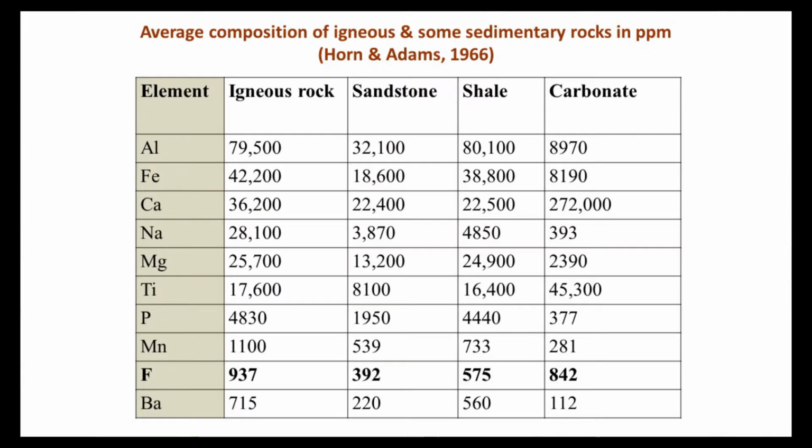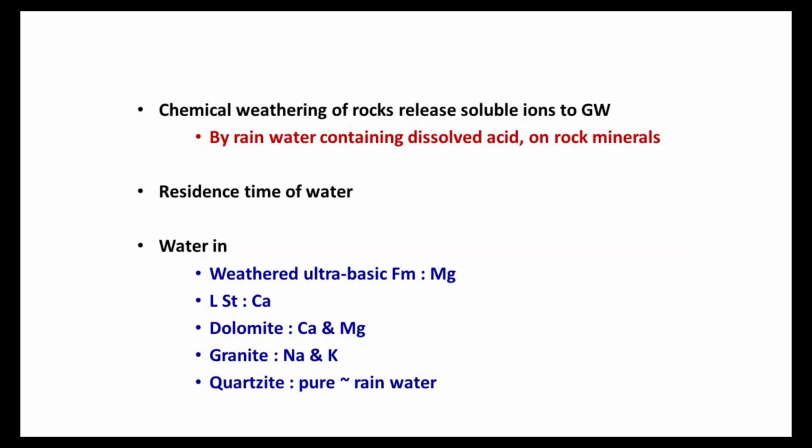decreasing order. Now this table indicates the average composition of some igneous and some sedimentary rocks, which mainly constitute the earth's crust. Now the chemical weathering of these rocks, that is the igneous rocks, the sedimentary rocks or the metamorphic rocks, by the rainwater containing dissolved acid on rock minerals, releases soluble ions to groundwater. This chemical weathering of rocks by the rainwater, which contains dissolved acid, depends upon the residence time of water also. That is, if the residence time is higher, there will be more chemical weathering. If the residence time of the water is less, then chemical weathering of the rocks will naturally be less.